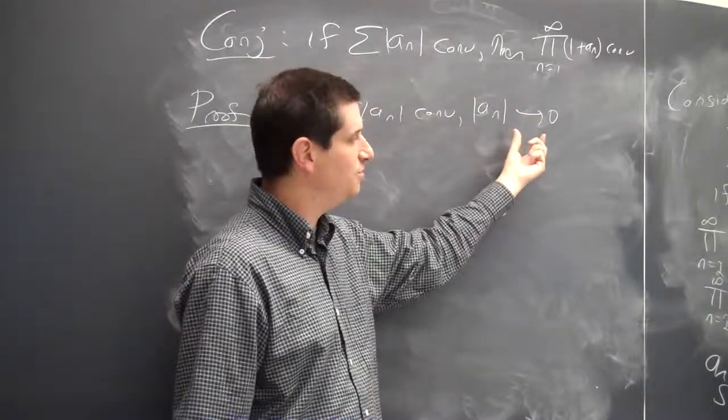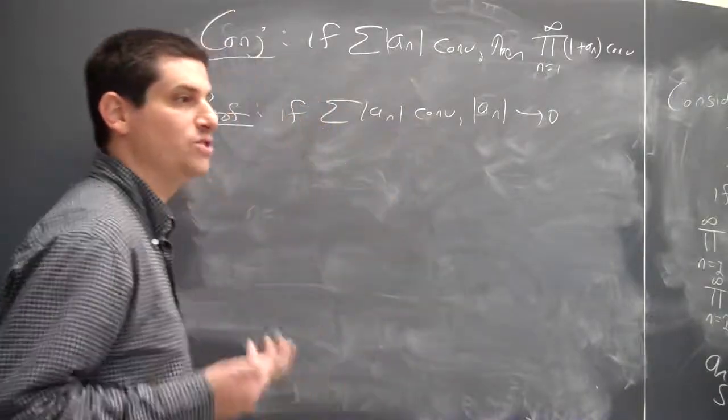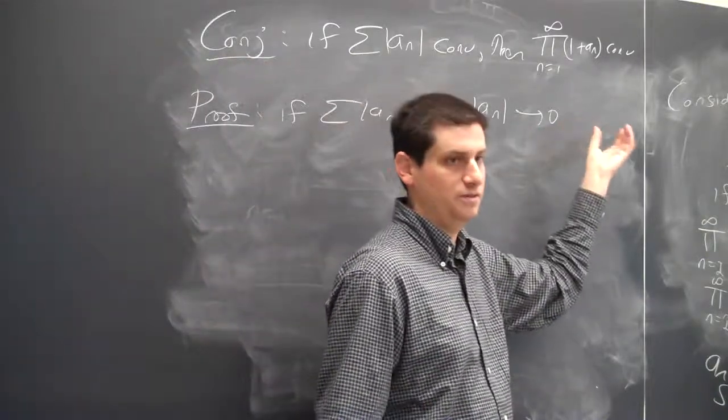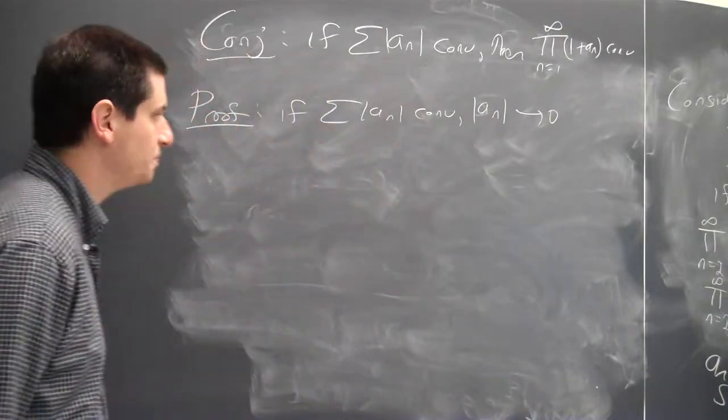If they tend to 0 in absolute value, does the sum have to converge? No. You know, the harmonic series 1 over n is the most famous example where it doesn't converge, even though the terms tend to 0. But we know the a_n tend to 0.